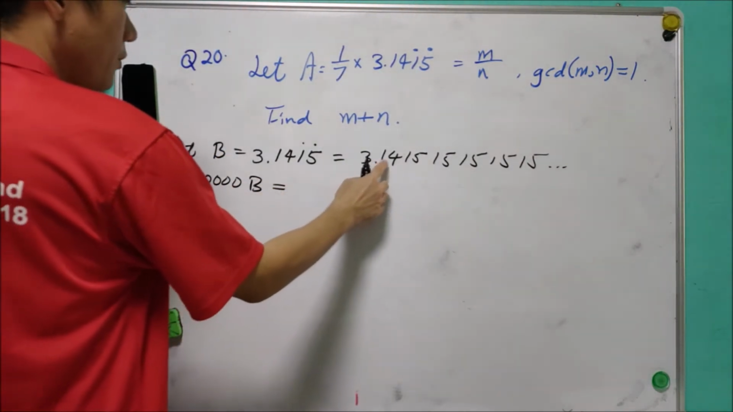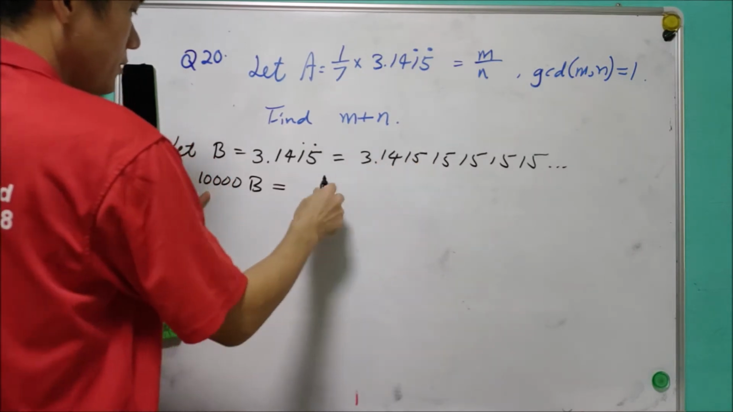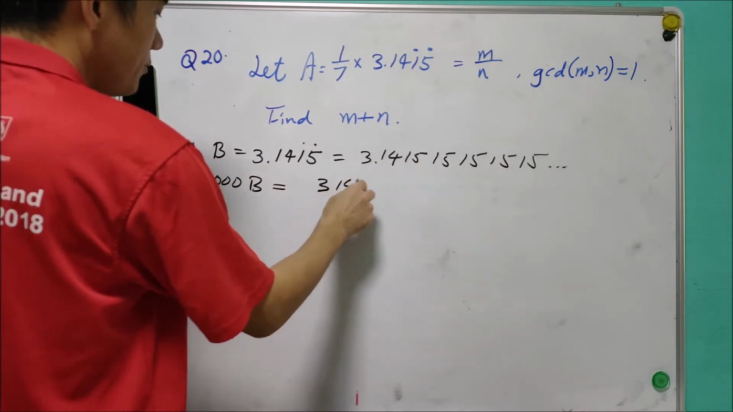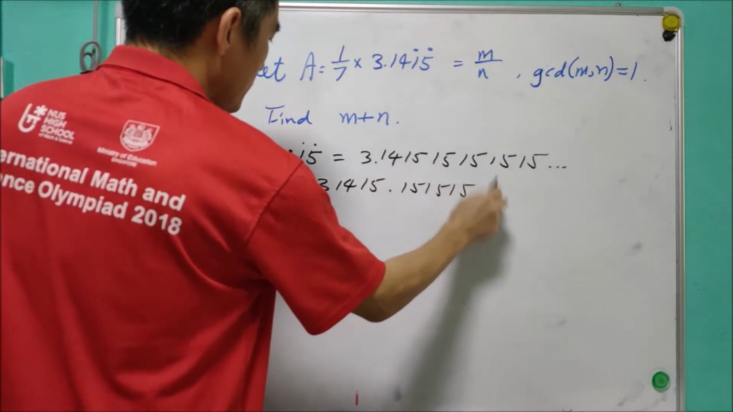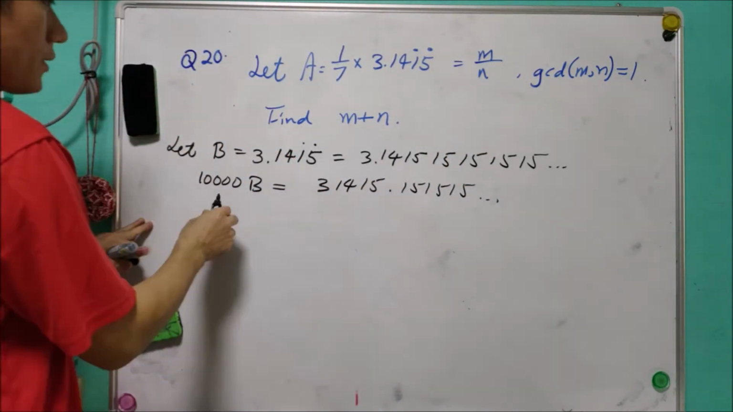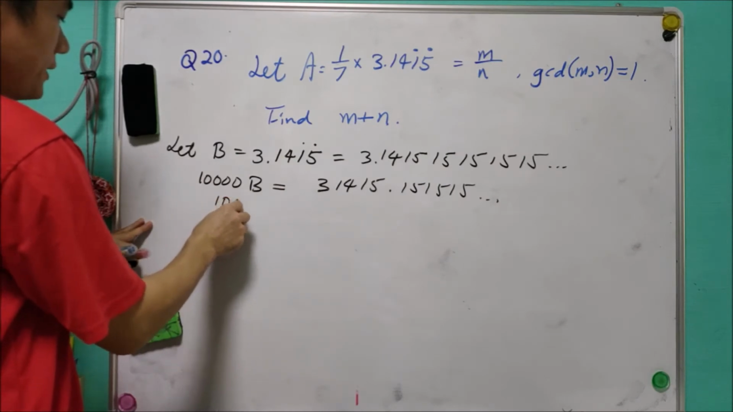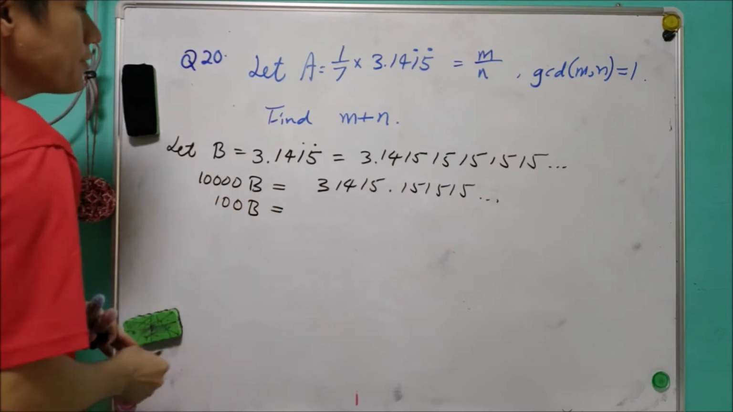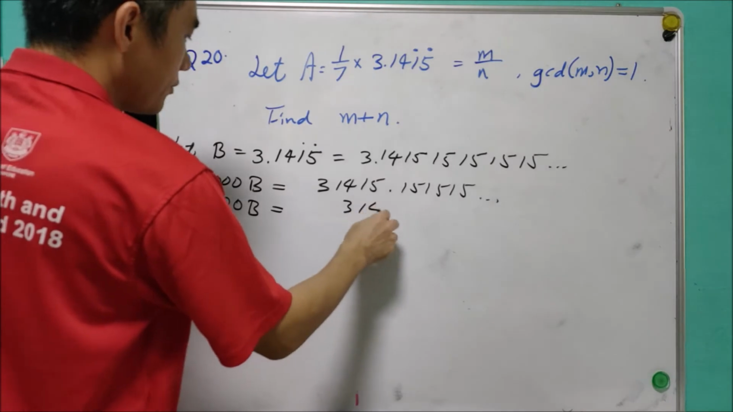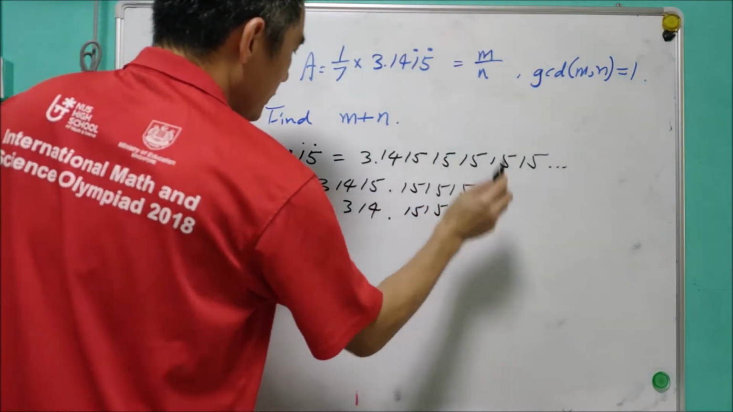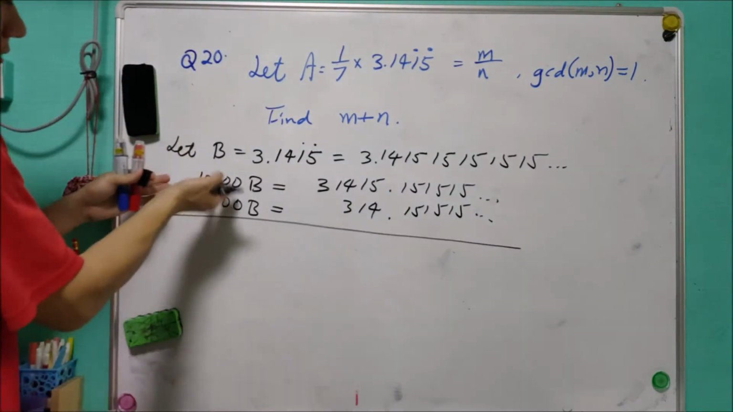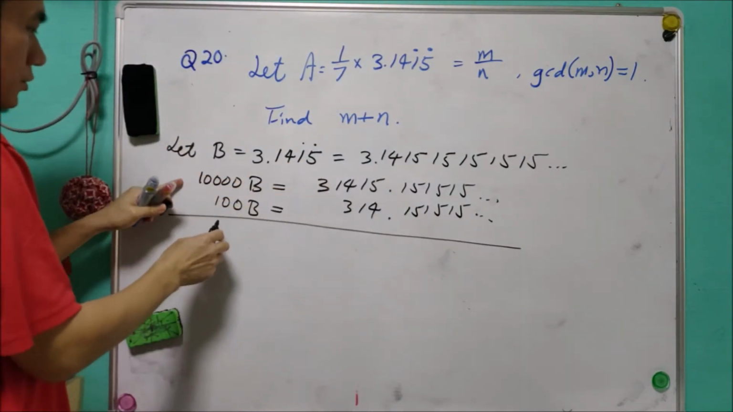So this will move 1, 2, 3, 4 places, so it will be equal to 31415.151515 and keep repeating. I'll consider 100b. The 100b will be equal to 314.151515 and keep repeating.